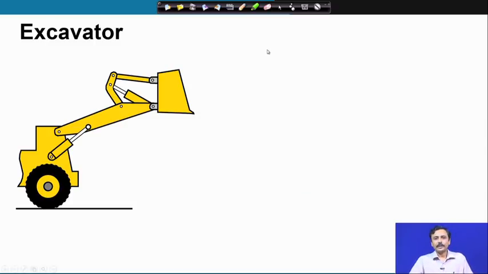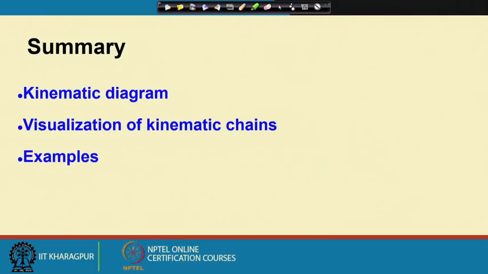So, in this lecture now I have given you some overview of what a kinematic diagram is, how to draw kinematic diagrams, how to number the links, and how to count the kinematic pairs. So, I will leave you with the summary of what we have discussed today.